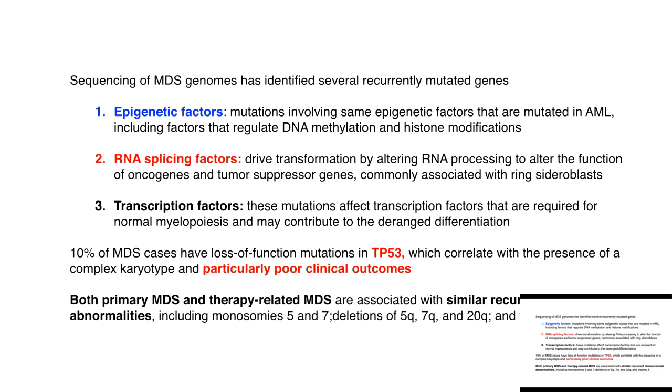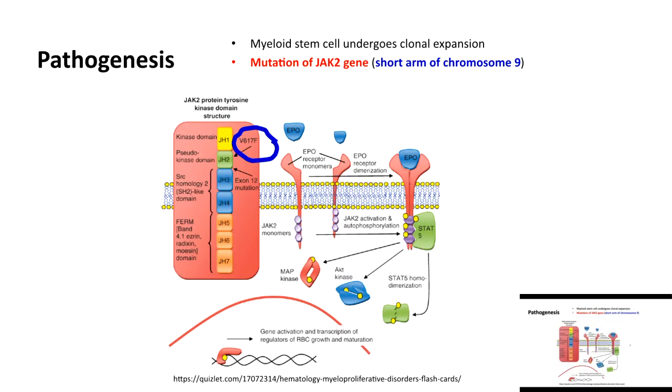Besides these, there are the RNA splicing factors, mutations in those, mutations in transcription factors. Also, as we just saw in the previous slide, the P53 mutations, loss of function, inactivating mutations of P53 are associated with particularly poor clinical outcomes. And we see that even the primary MDS and the therapy-related MDS, they seem to have similar recurrent chromosomal abnormalities, particularly the monosomies or the deletion.